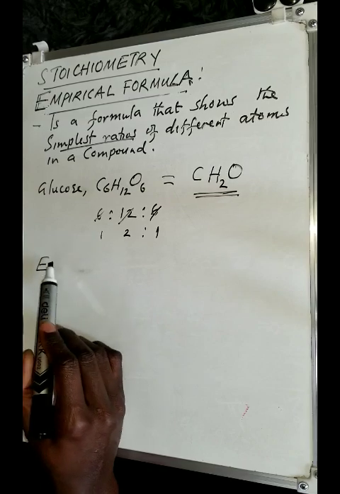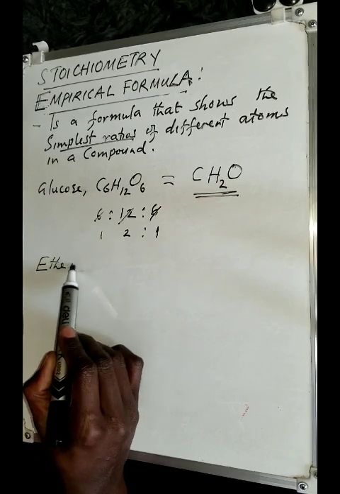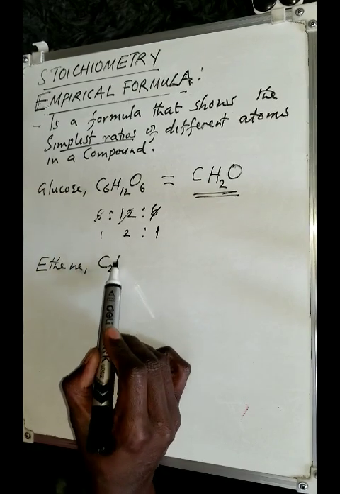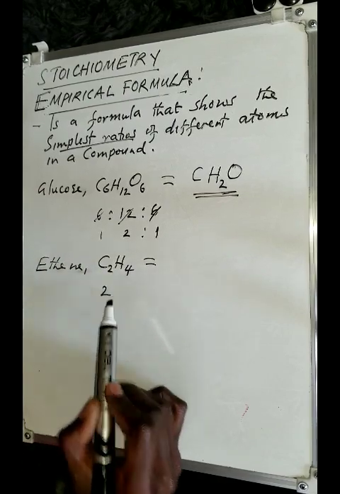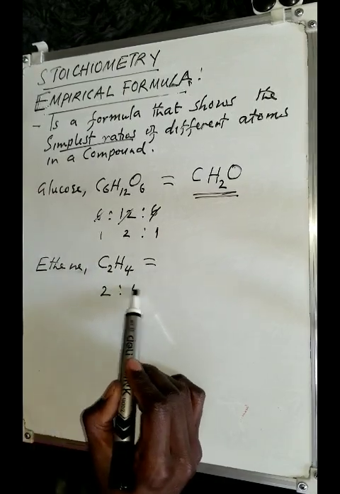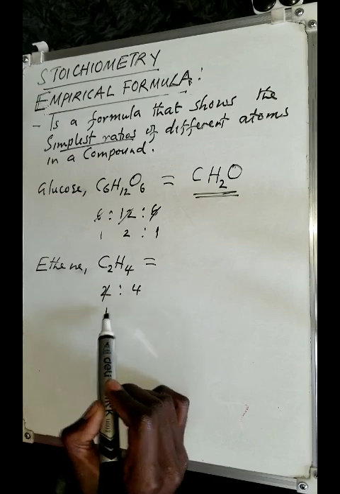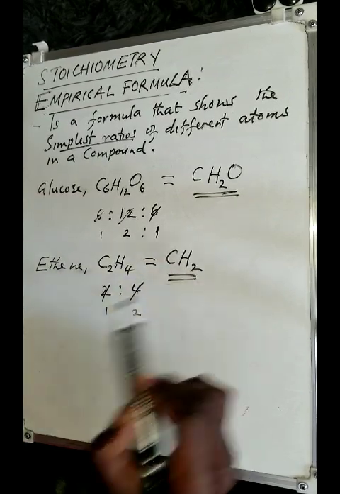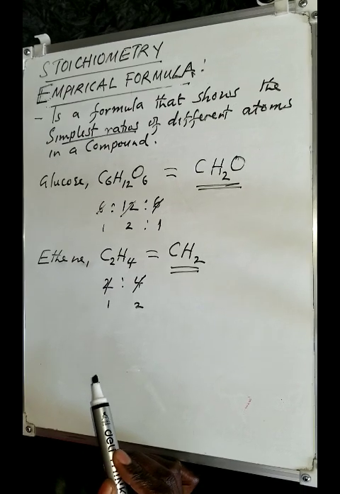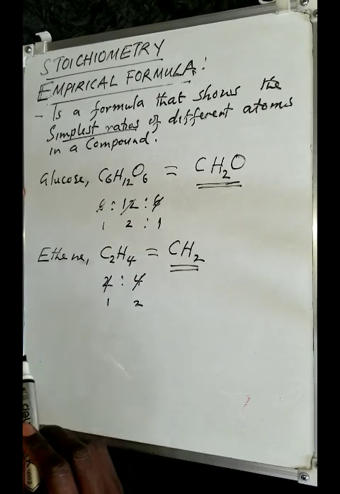Let's take, for example, ethene, C2H4. Again, when you look at this one, there are 2 atoms of carbon and 4 atoms of hydrogen. You can reduce that, 2 there 1, 4 there 2, so it can be CH2. So this is what we call the empirical formula.